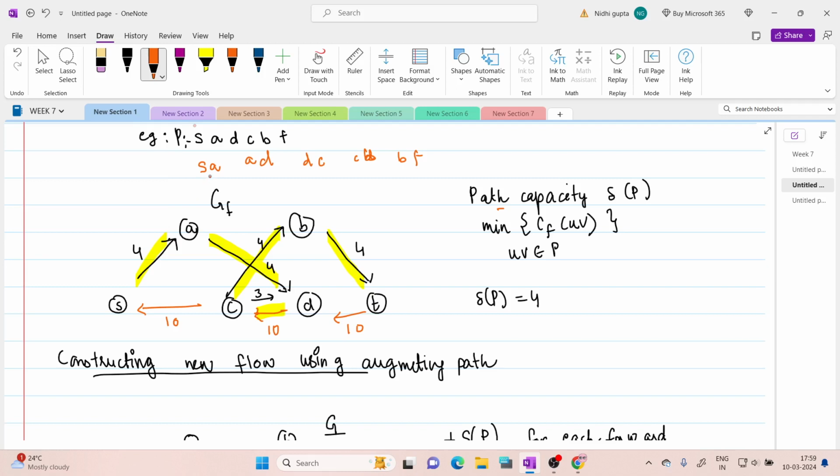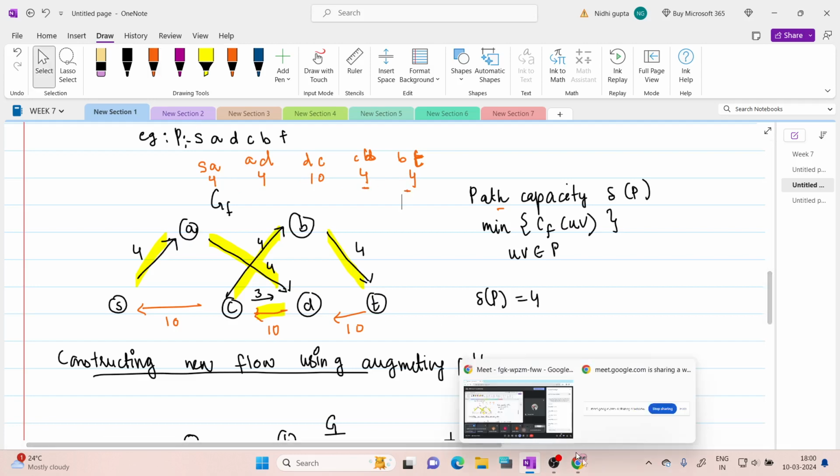So what is the capacity of SA in this GF? What is the weight here? It is 4. For AD it is also 4. For DC it is 10. For CB it is 4. For BT it is 4. So what is the minimum value here? The minimum value here is 4, not 3.